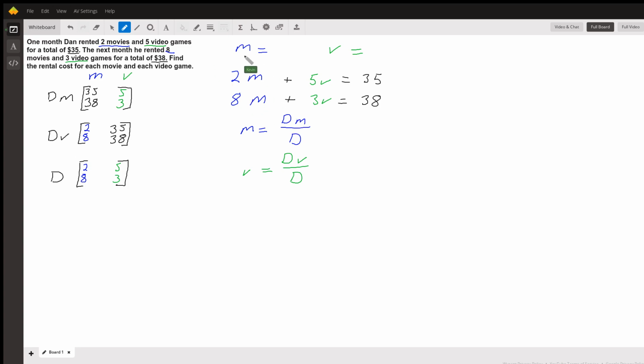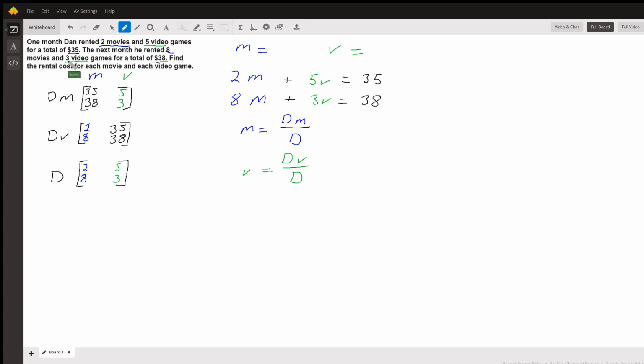So for our purposes, I'm using 2 variables, M for movies and V for video games. And this is the information we have in our problem. In one month, Dan rented 2 movies, 5 video games, and it cost $35. So here, I've written an equation to reflect that: 2 times the price of the movie, so 2 movies, plus 5 times the price of the video games, so 5 video games, equals $35.